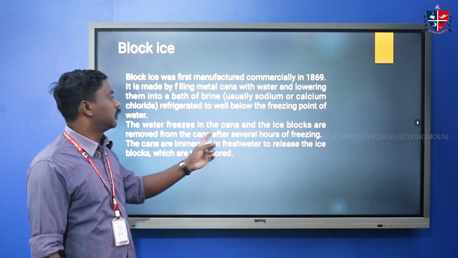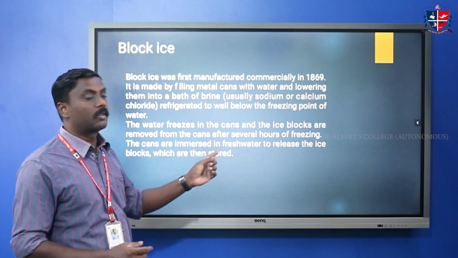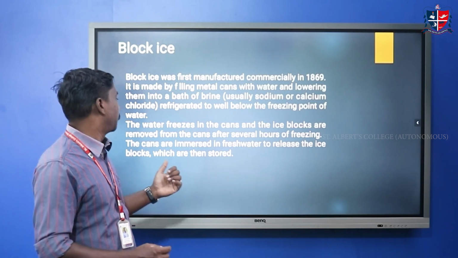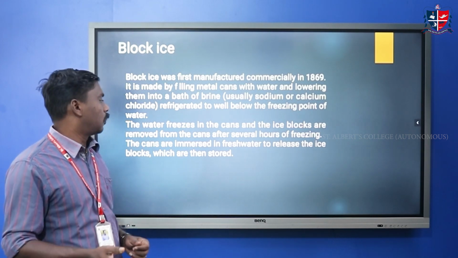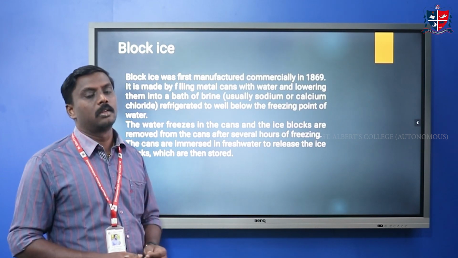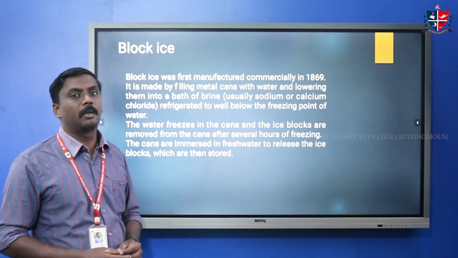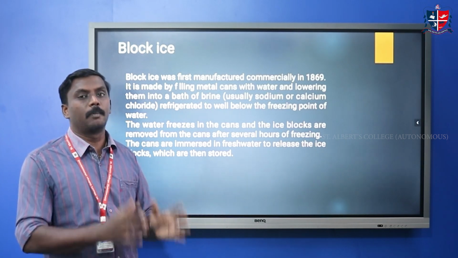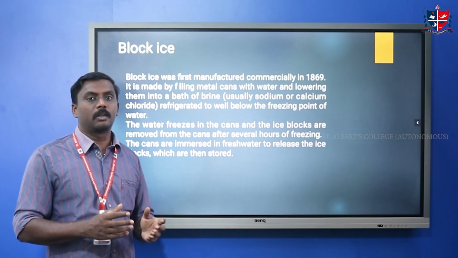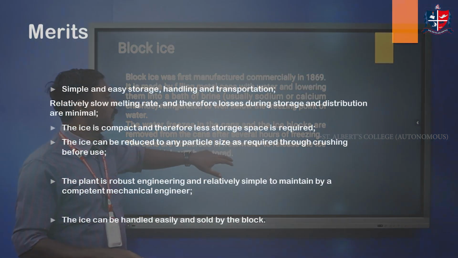The water freezes in the cans, and the ice blocks are removed from the cans after several hours of freezing. The cans are immersed in fresh water to release the ice block, which is then stored. So, block ice is made by dipping the water-filled cans in a brine solution, and after that, fresh water is applied and it releases the ice from the cans.